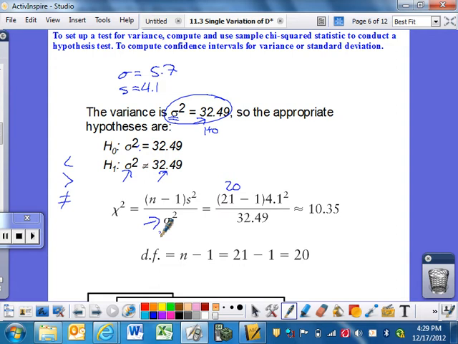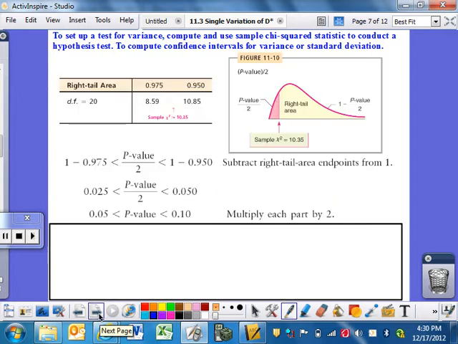Degrees of freedom is n minus 1 in this section, so you know that degrees of freedom is 20. If you go to degrees of freedom 20, figure out where this number falls between. That's what you want to look for. So here's what gets tricky. If you figure out what two numbers this 10.35 falls between, look what happens on the top. They're giving you 0.975 and 0.95. I have no idea what's going on with that because that is way too big.